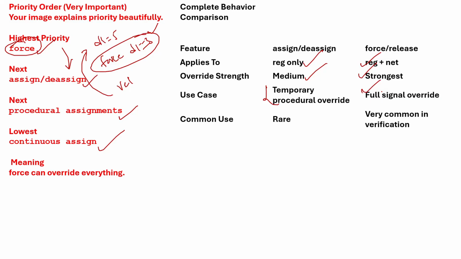See here, full signal override. If you apply force, then wherever any value is there, that will be overridden. Okay, first this value only is considered. Okay, so most of the time we utilize force and release only.